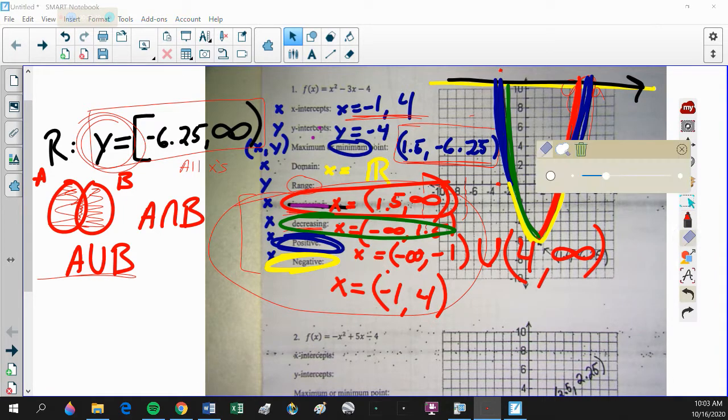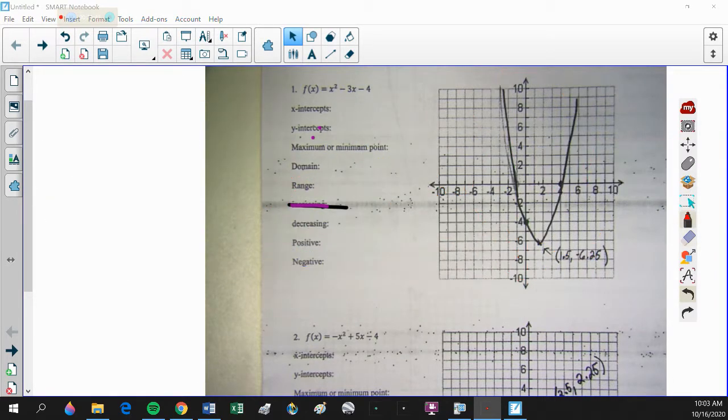All right, let's clear this out. And let's turn this back on.